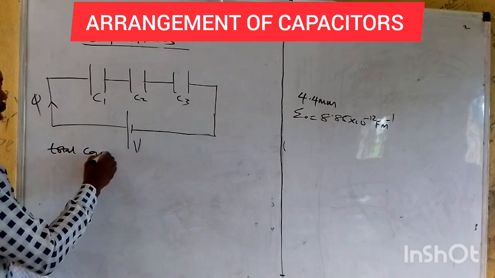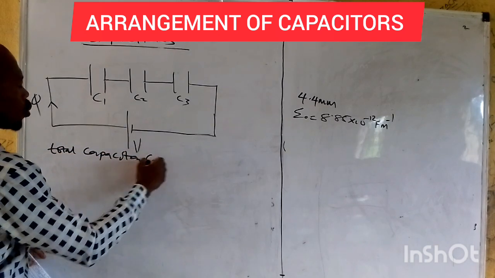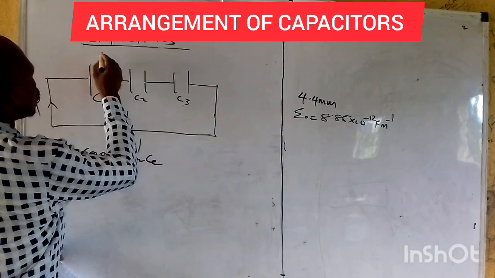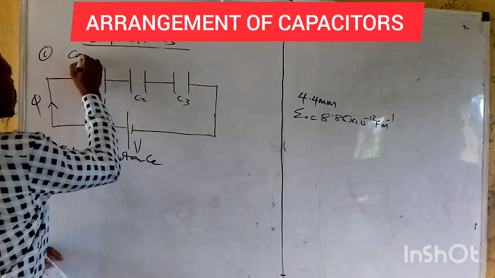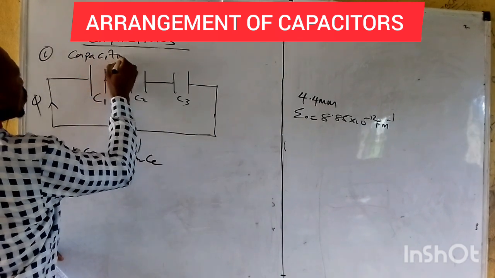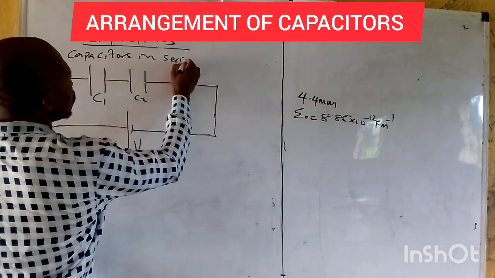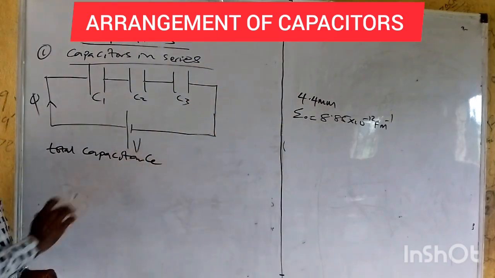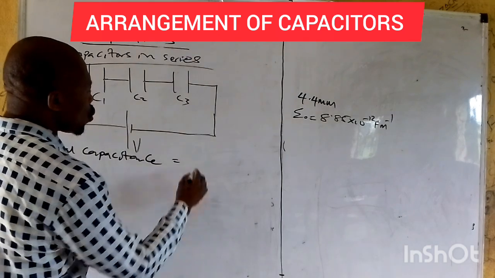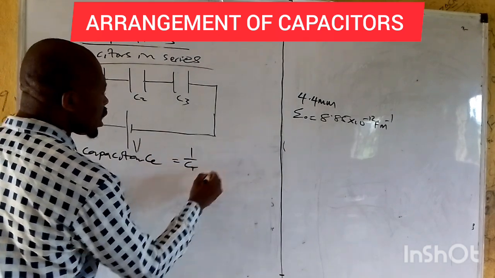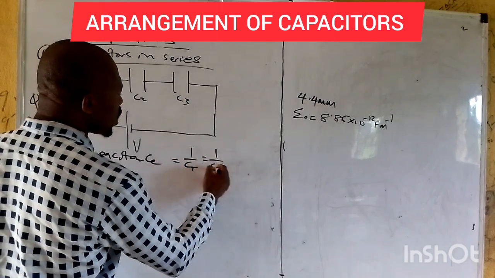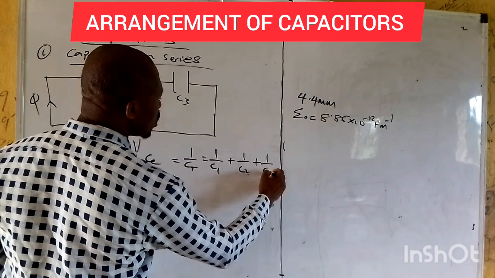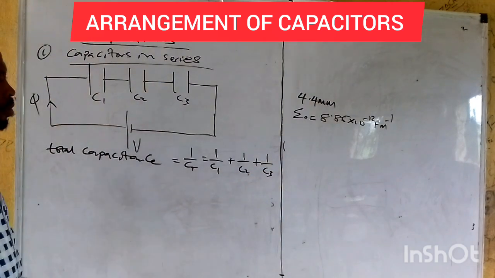Total capacitance, or the effective capacitance in series. So, sorry, this is the first one. Capacitors in series. So, this is series connection. So, total capacitance in series is equal to 1 over C. You can say C total is equal to 1 over C1 plus 1 over C2 plus 1 over C3.